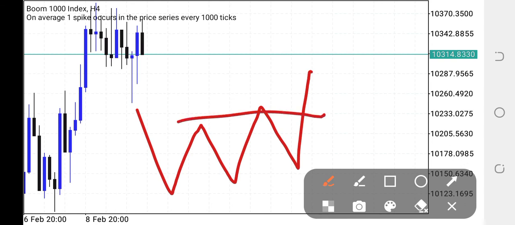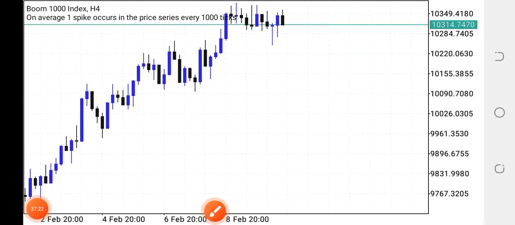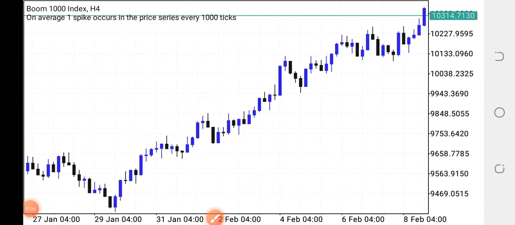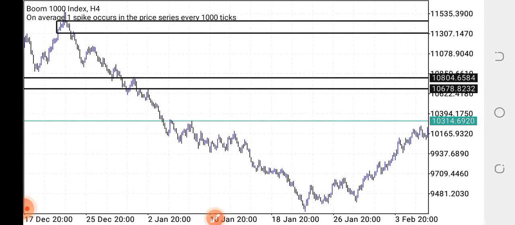So I wait for price to break this, then retest it, then push up. So that is what I'm talking about. Now let's quickly navigate to the chart. If I can see them, let's navigate to the charts.